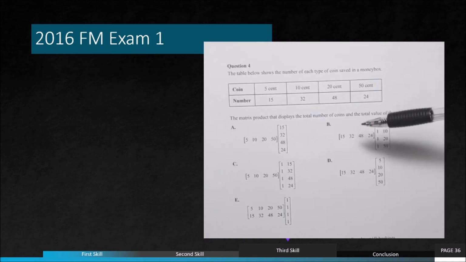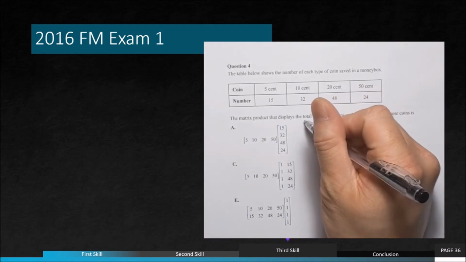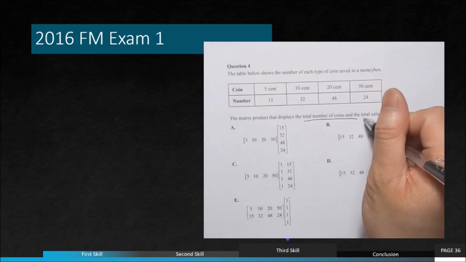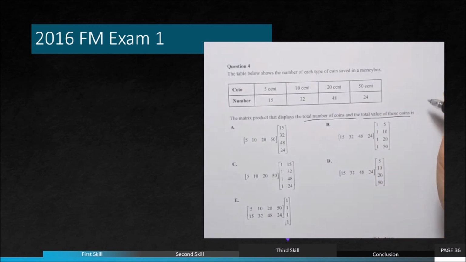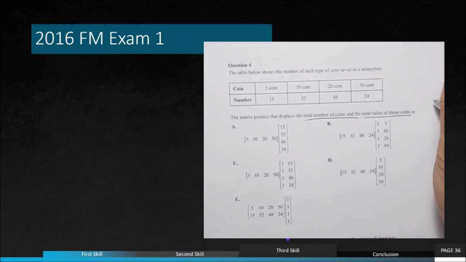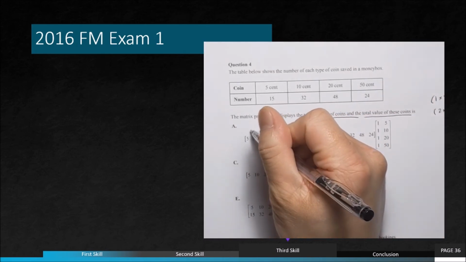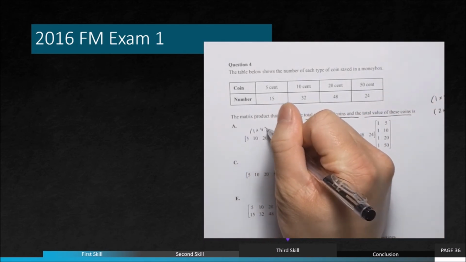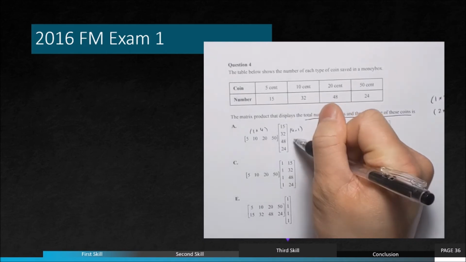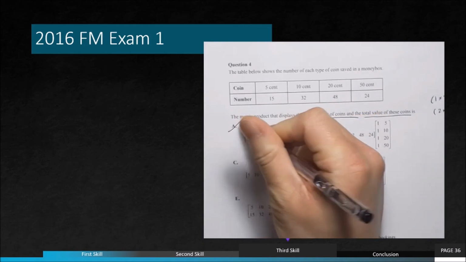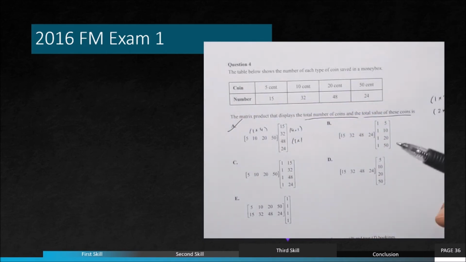Now the matrix product that displays the total number of coins, so we've got one piece of information, and the total value of these coins. So we're looking for two pieces of information. So either it's a 1 by 2 or a 2 by 1. So that's what I'm going for first. So this one here is a 1 by 4 multiplied by a 4 by 1, which ends up being a 1 by 1. So this can't be the right answer because we're looking for two pieces of information.